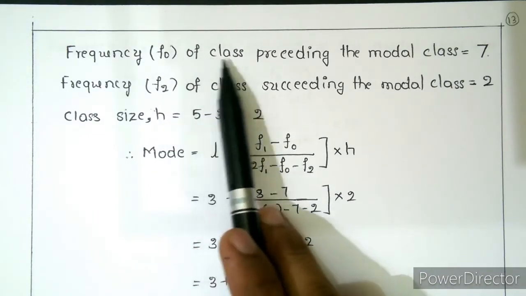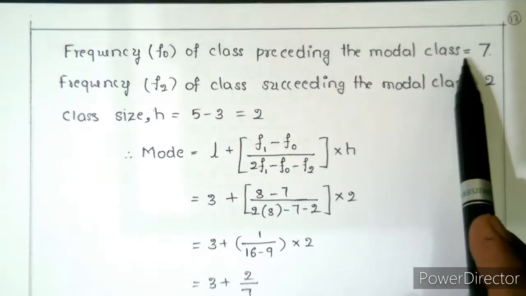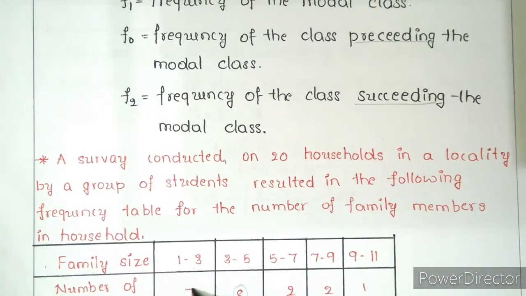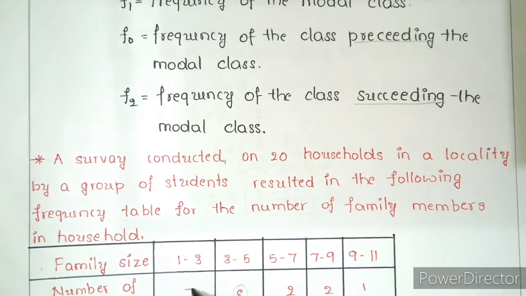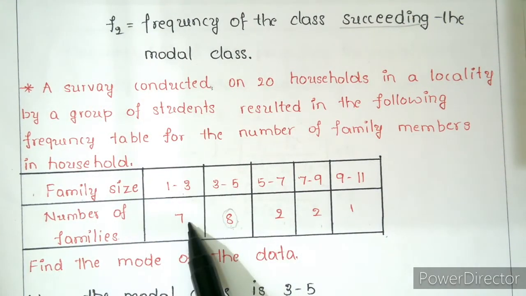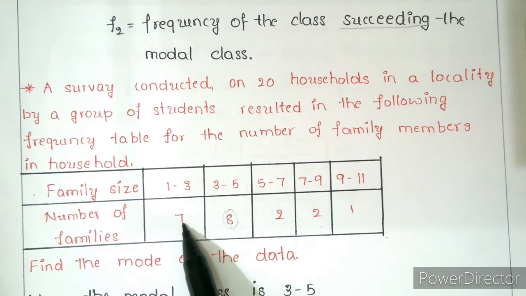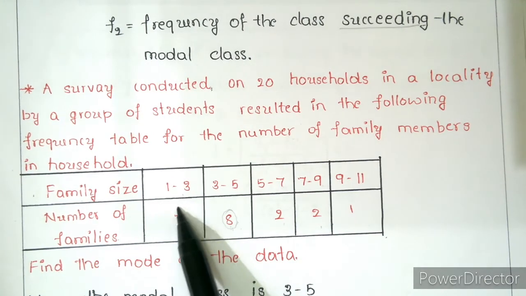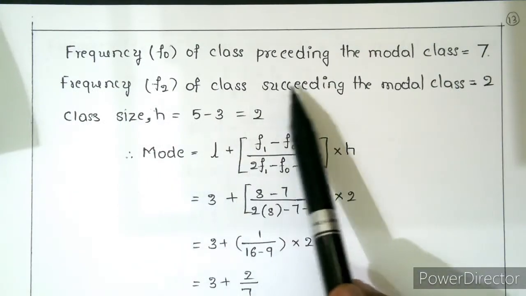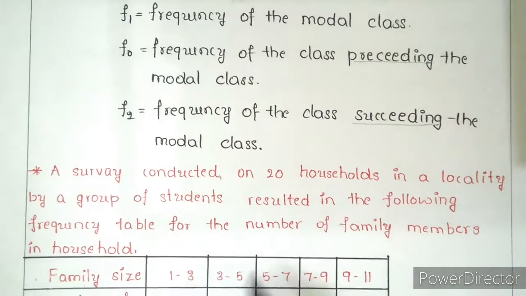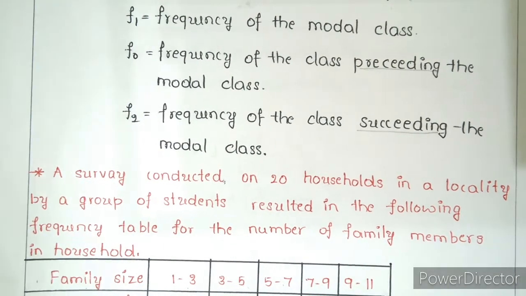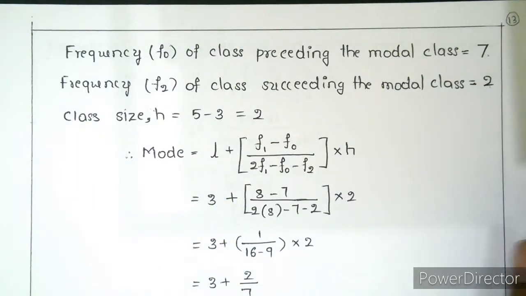The frequency of the class preceding the modal class. The class preceding the modal class is this one, and its frequency is 7. So that is F0, and the answer is 7. Next, frequency F2 of the class succeeding the modal class. This is the class succeeding the modal class, and its frequency is 2. So the answer is 2 here.